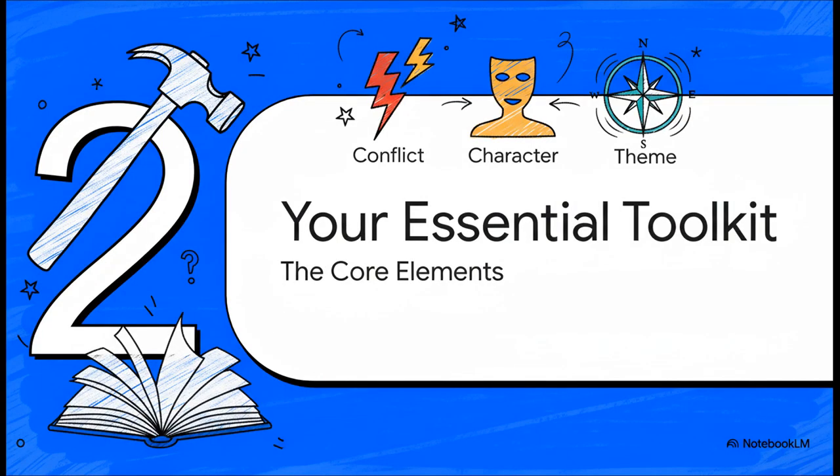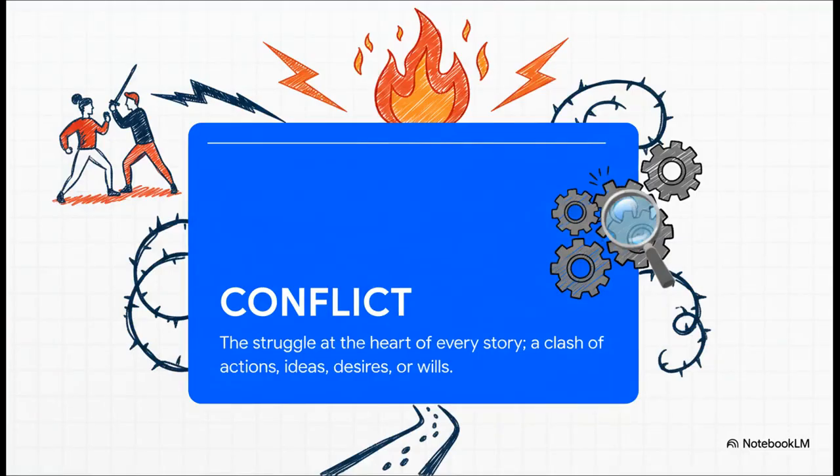Okay, so every great storyteller, whether they realize it or not, has a toolkit filled with essential elements. Let's unpack the three most important tools you absolutely need to get started. That's conflict, character, and theme. First up, we've got conflict. Now, this is the engine of your story.